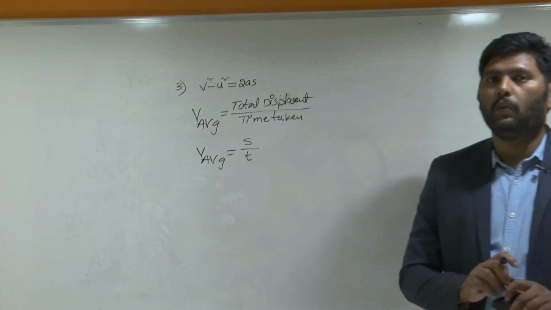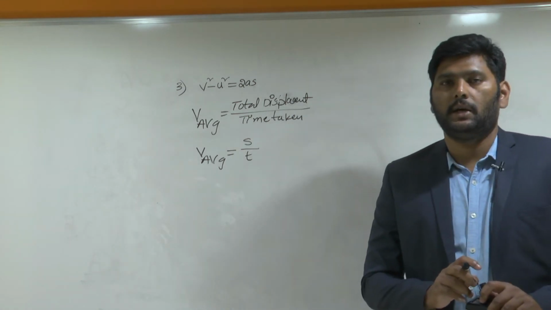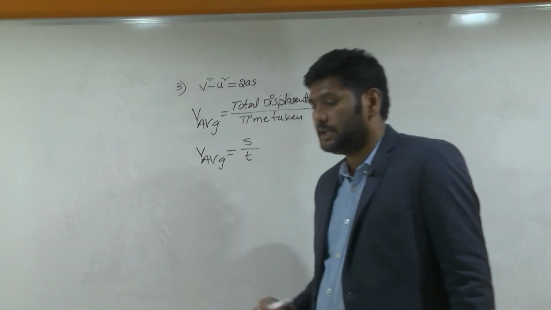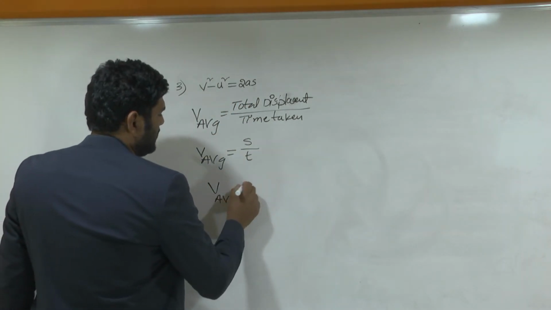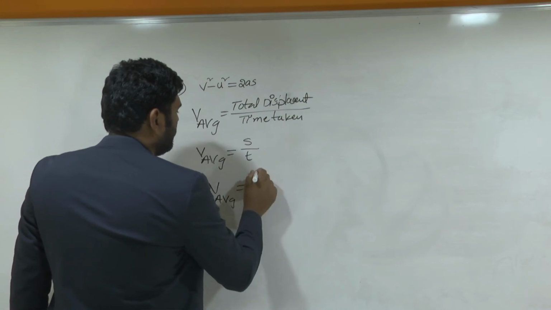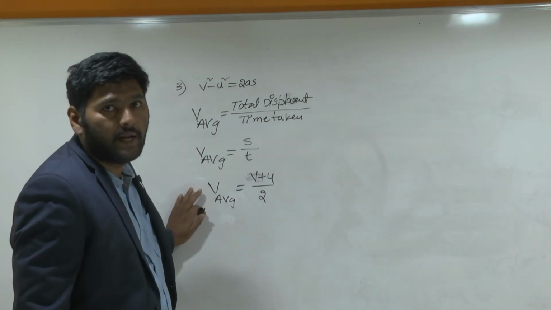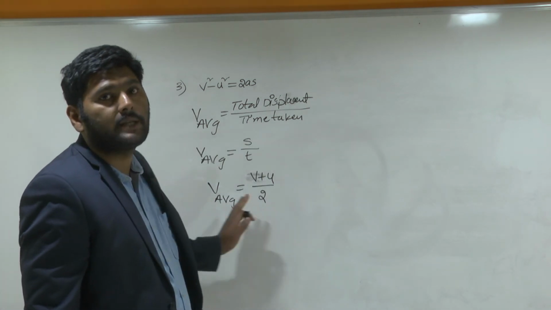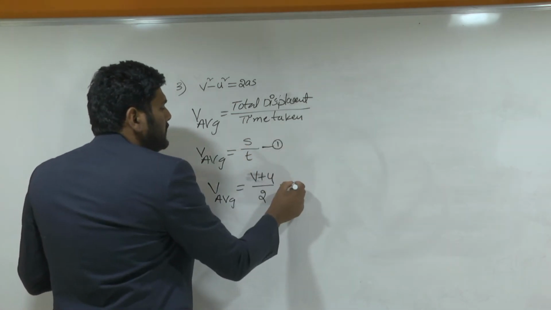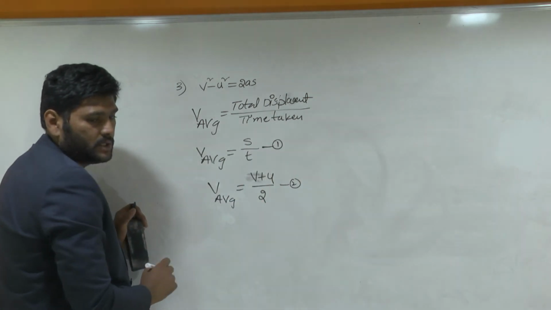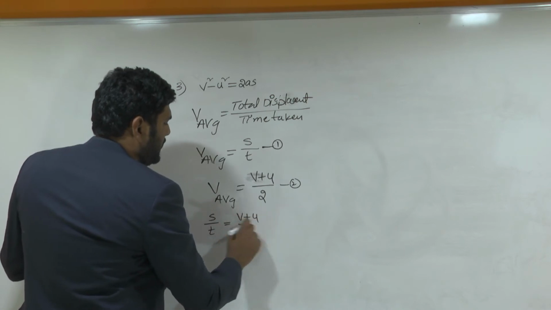What is the average velocity formula when the object is moving with uniform acceleration? V average is v plus u by 2. Yeah, very good. This is the average velocity when the object is in accelerated motion. Now, this is equation 1, this is equation 2.